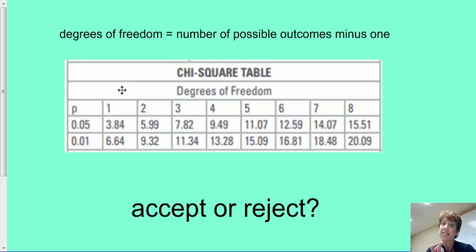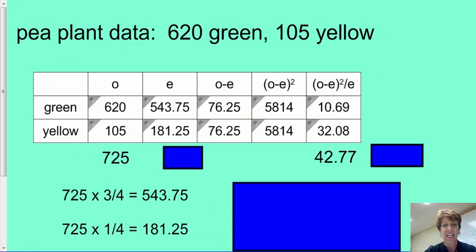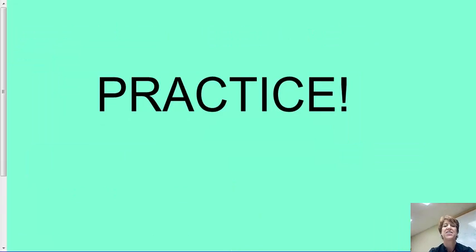And I had 2 possible outcomes, green and yellow. So 2 outcomes, I need to be under this critical value of 5.99. I am not under that value, so I am rejecting my null hypothesis of the chances of green and yellow being the same.